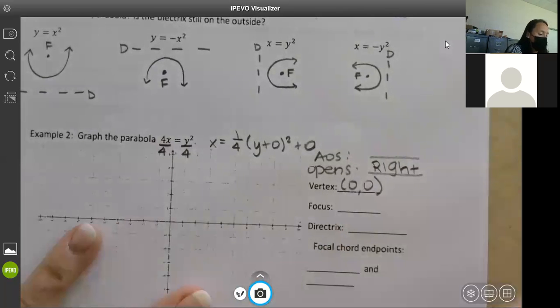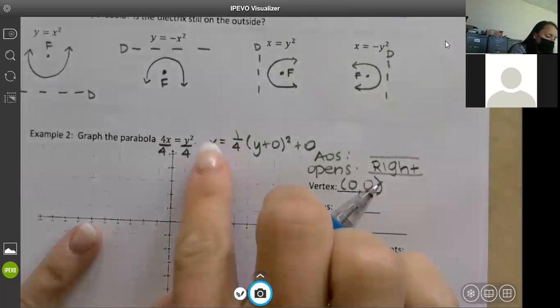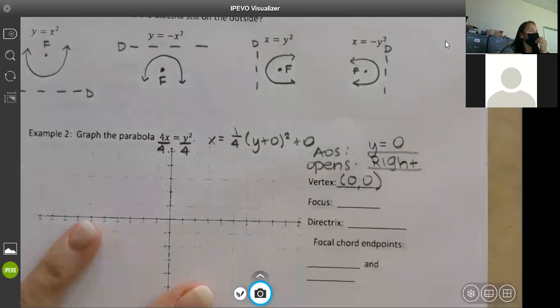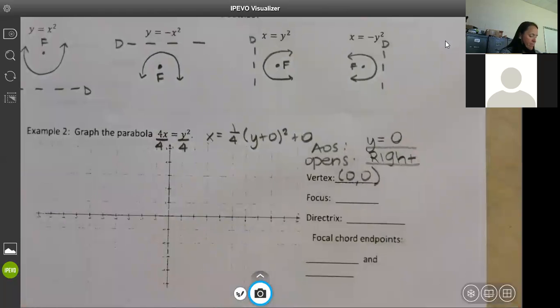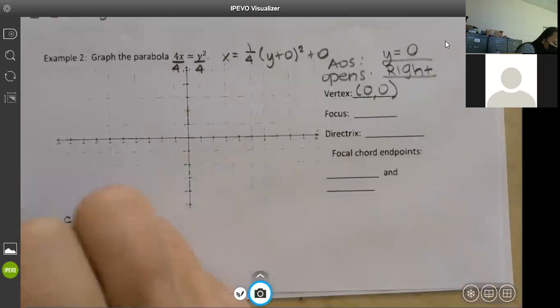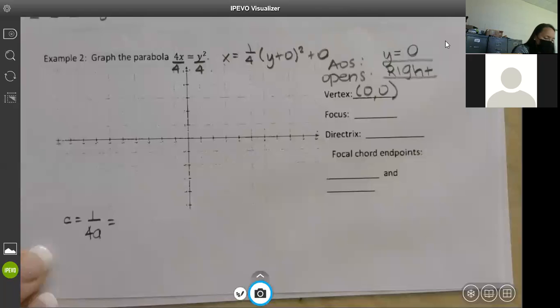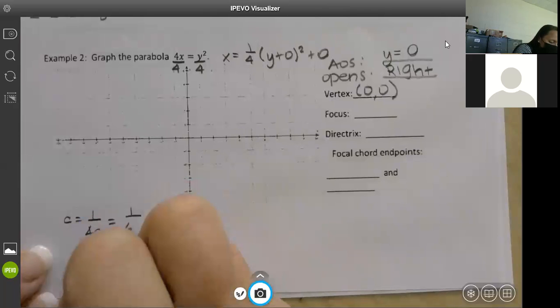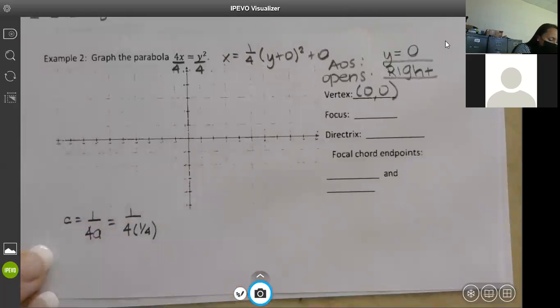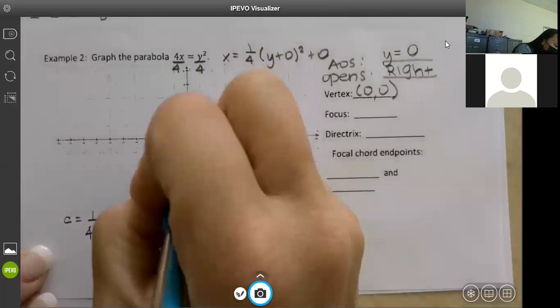Your axis of symmetry this time is going to be the opposite. If this is x equals, your axis of symmetry is y equals, and it's whatever the y coordinate of the vertex is. Okay, so remember that. So now that we got all that, we can do c equals 1/4a. Which gives us 1/4 times 1/4, which is just 1. So our vertex is at 0, 0.